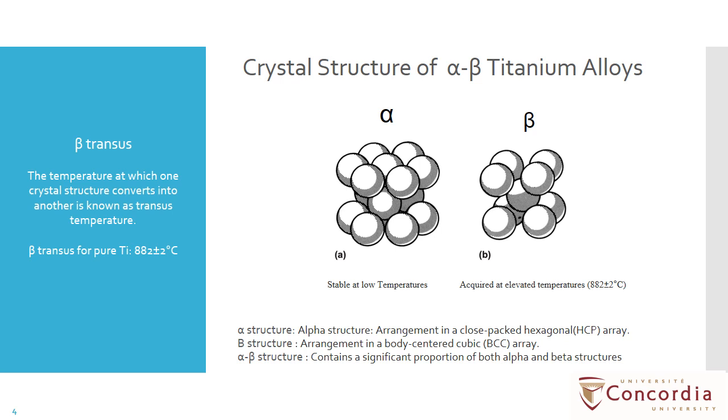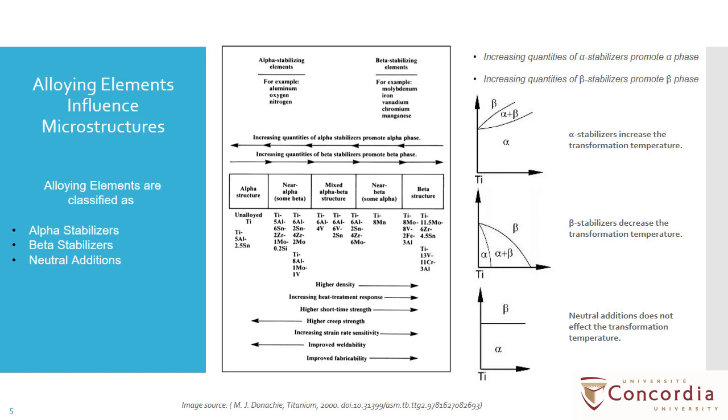A crucial stage in the transformation process of titanium alloys is the rapid or gradual cooling from the high temperature beta phase field. In this operation, the beta phase changes into the alpha phase. Additions of alloying elements to pure titanium produce the range of possible microstructures in the titanium alloys. Alloying elements are classified as alpha stabilizers, beta stabilizers, and neutral additions in titanium.